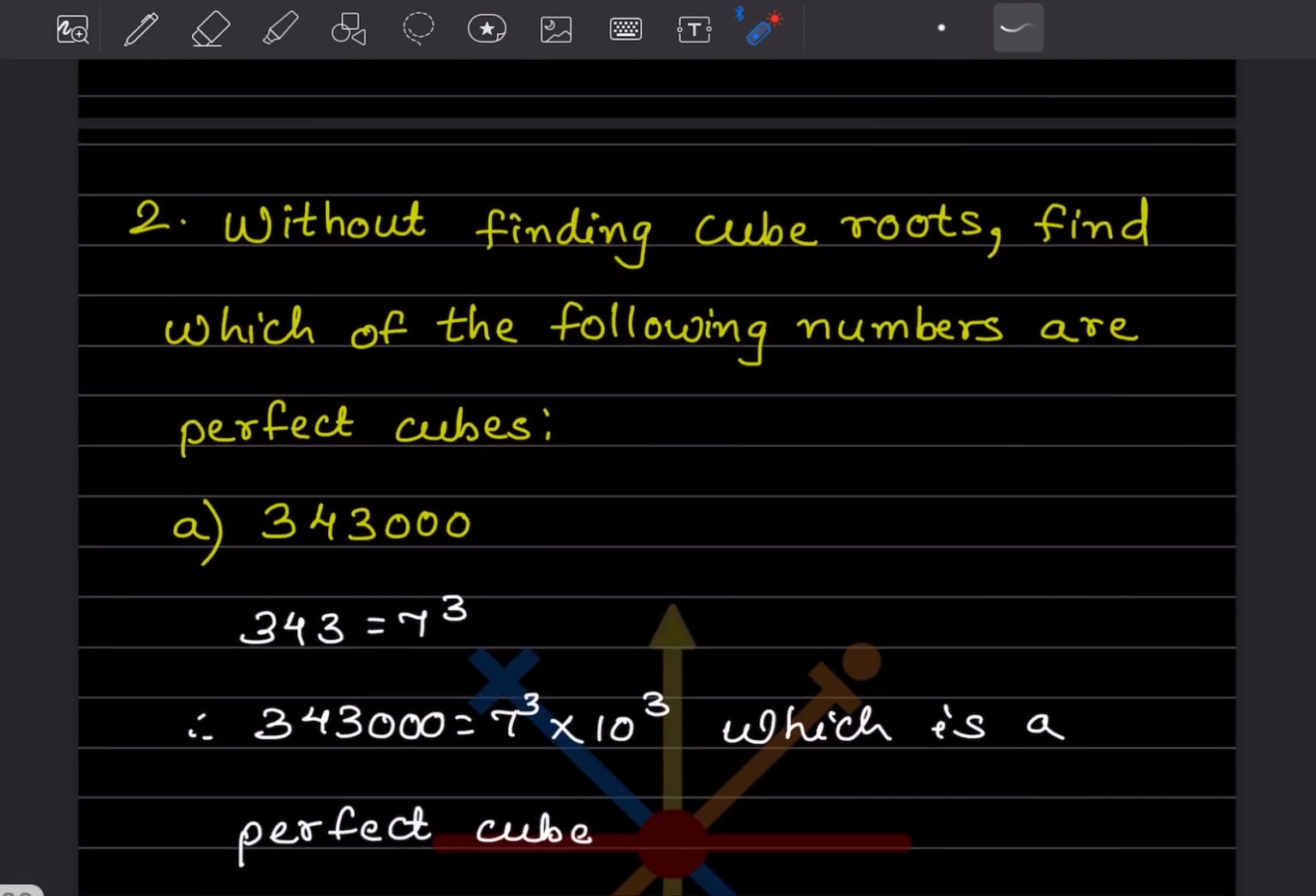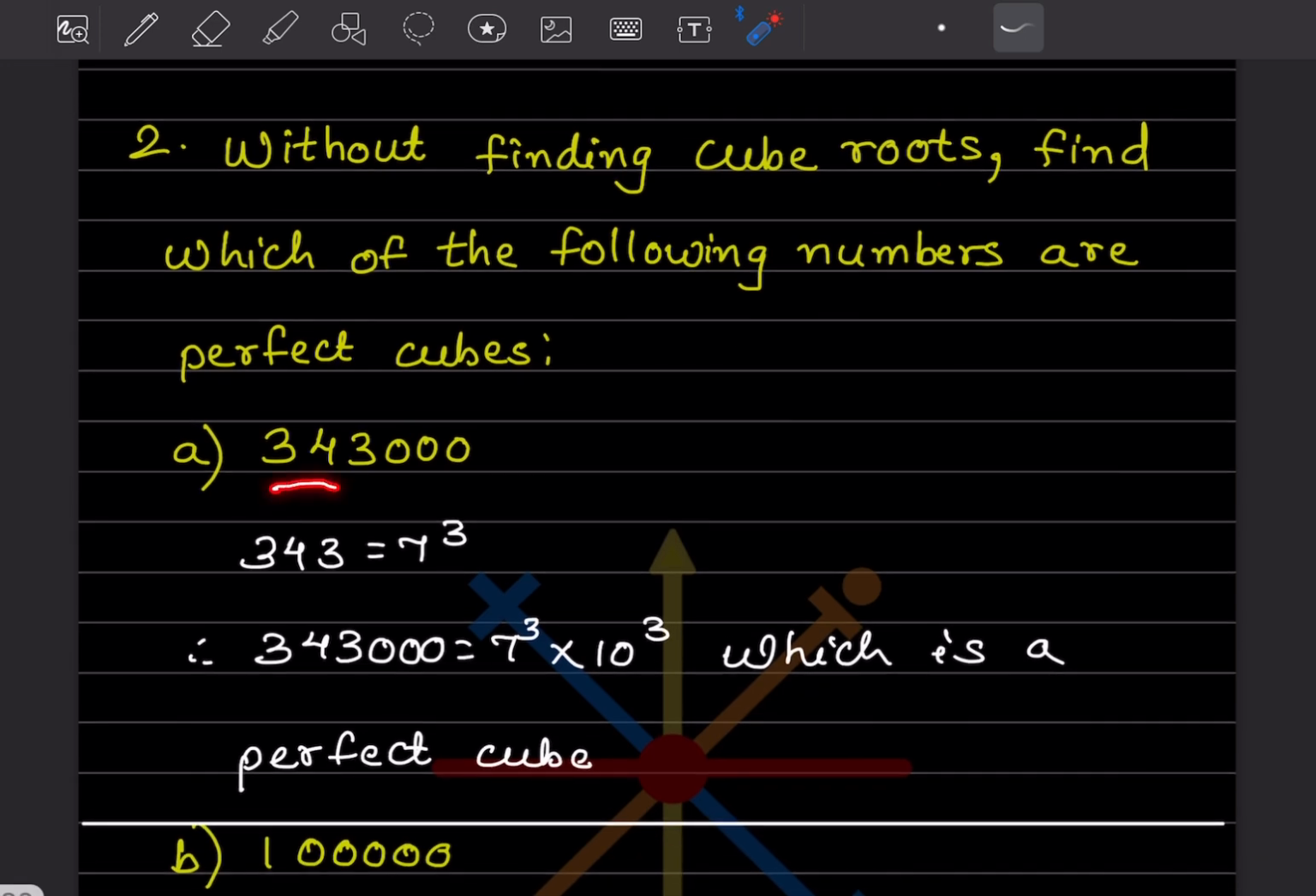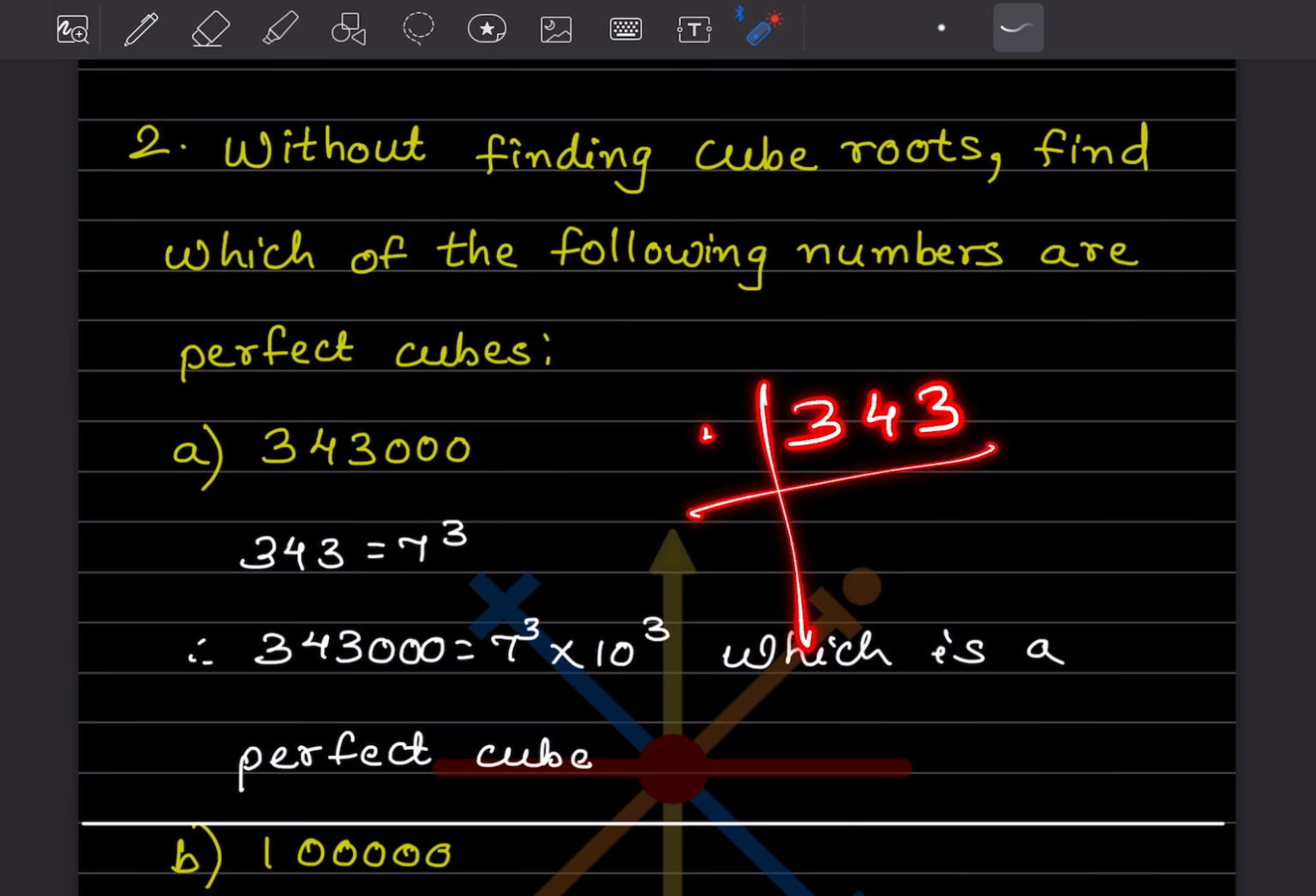Now, without finding the cube roots, find which of the following are perfect cubes. What will you do here? We have 6 digits, so we will concentrate on this number first. This is a perfect cube of what? 7 cubed. If you don't know, you can check with the help of prime factorization. 7 fours are 28, 7 sevens are 49, and 7 ones are 7. So 3 times 7, that is going to be 343.